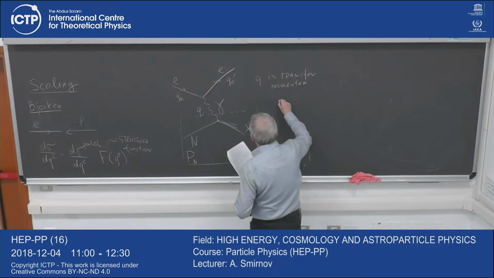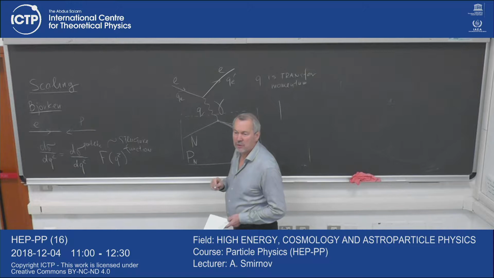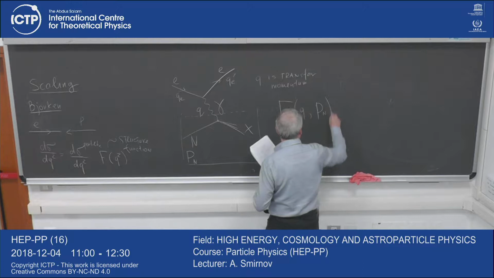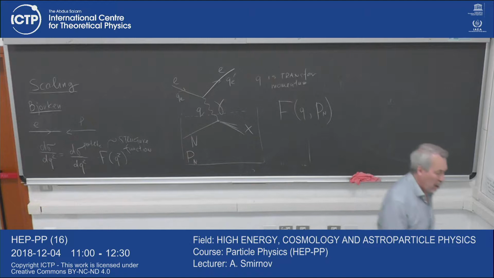Here we have the following variables. We have the momentum of the nucleon, and we have the momentum of the gamma, right? Q is the four-momentum of the gamma. And therefore, in general, our structure function is a function of Q and Pn, because we have two kinematical variables here: the photon and the initial momentum of the nucleon. What has been found experimentally?